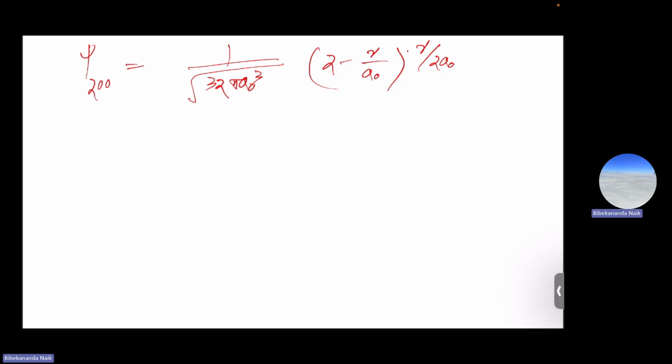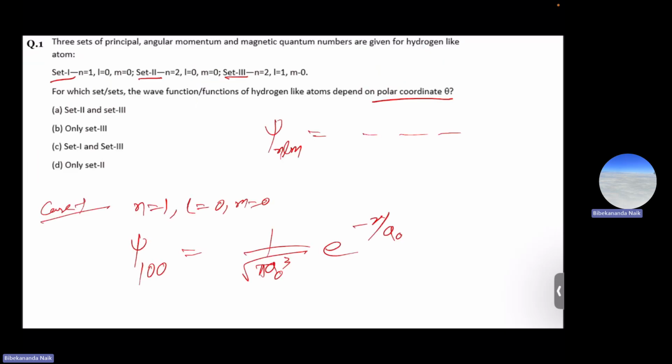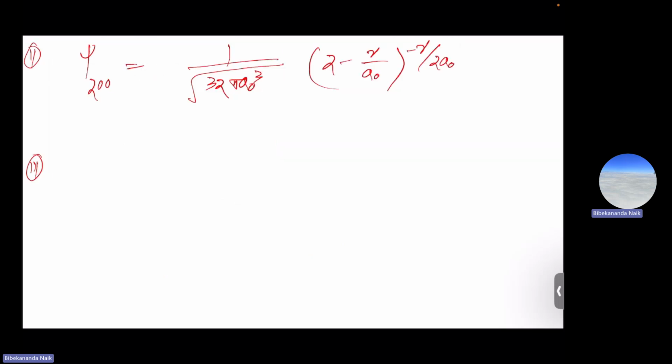And now we move to case 3. Case 3 is n equal to 2, l equal to 1, m equal to 0. So 2, 1, 0. When l is non-zero, we will have a theta component, because the theta component is mainly related to l and the phi component is mainly related to m.